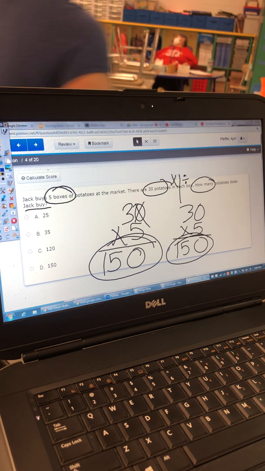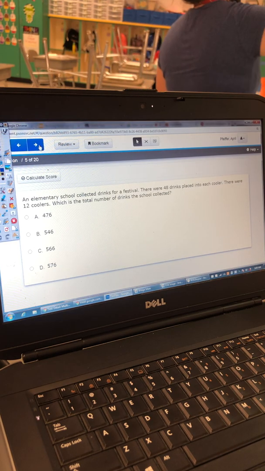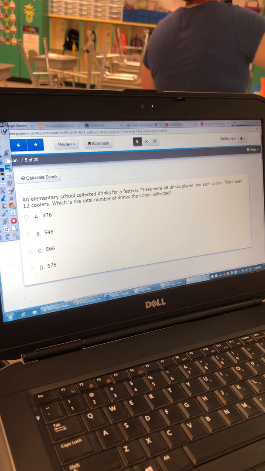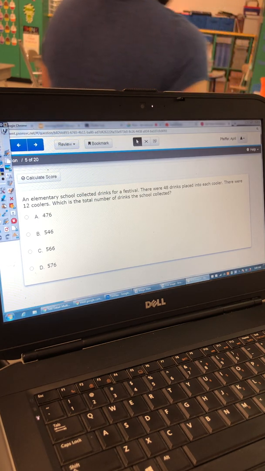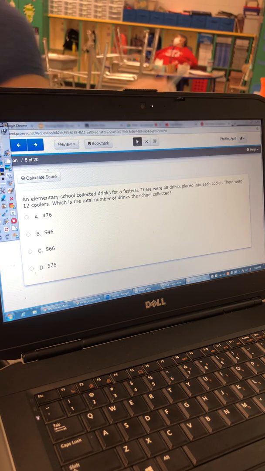All right, let's look at number 5. There's 20, but we may not get through them all. It says an elementary school collected drinks for a festival. There were 48 drinks placed in each cooler. Hold on, don't go yet. There were 12 coolers. What is the total number of drinks the school collected?